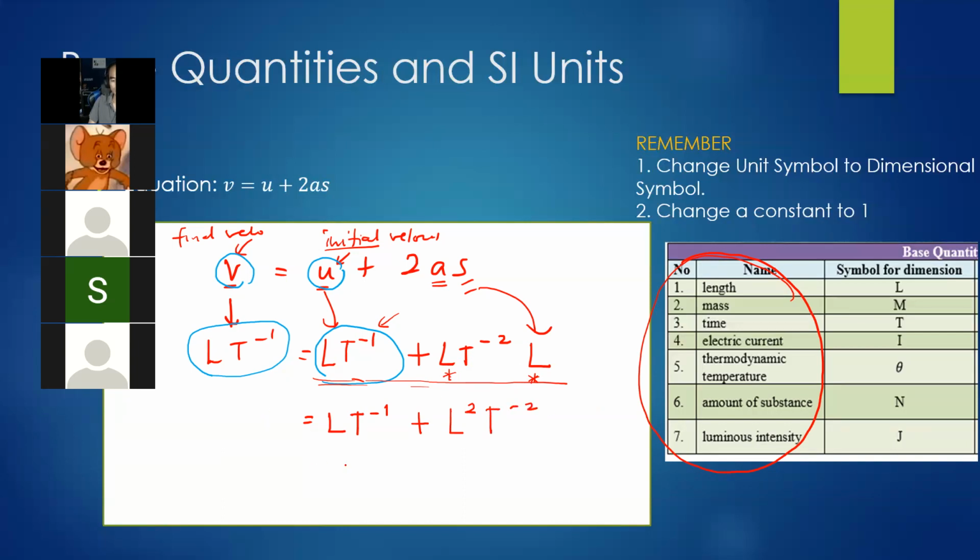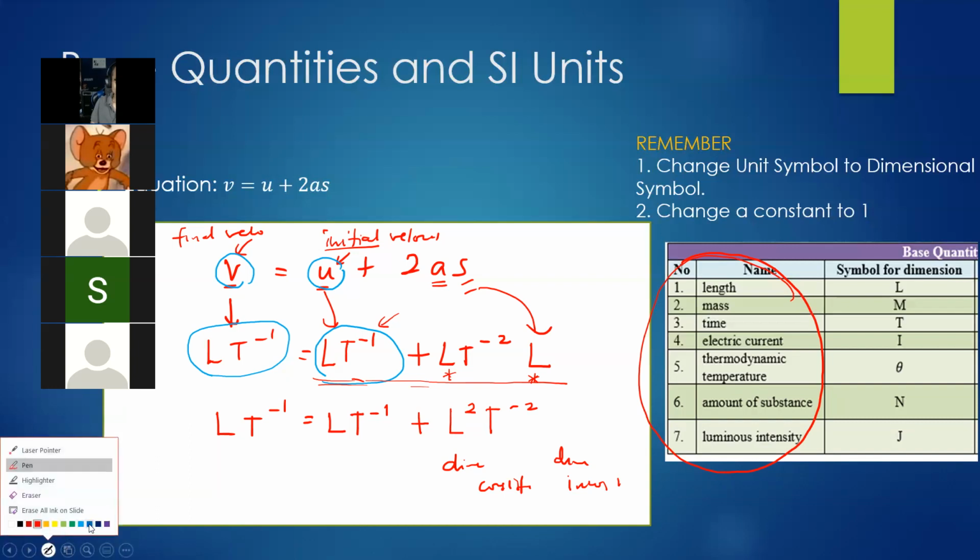So I'm asking you, is this equation dimensionally consistent or dimensionally inconsistent? Consistent means that it is correct, inconsistent means that it is wrong. I thought inconsistent, sir.